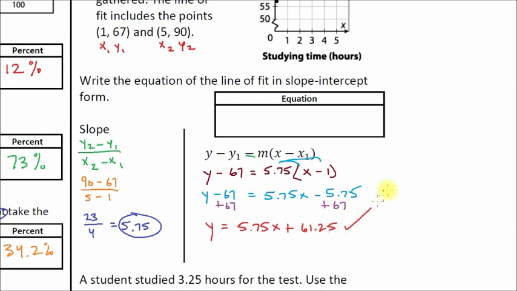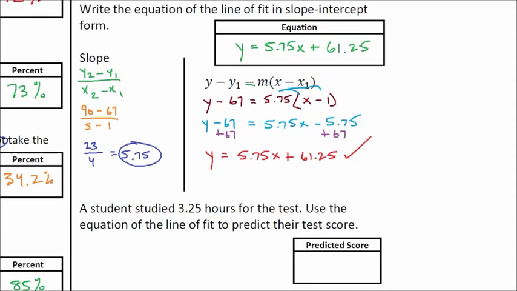Class, we just found our equation. This is slope-intercept form. Y equals m times x plus b. So here's our equation. Let's put it in our box. Y equals 5.75x plus 61.25. So now we know the equation of our line of fit.